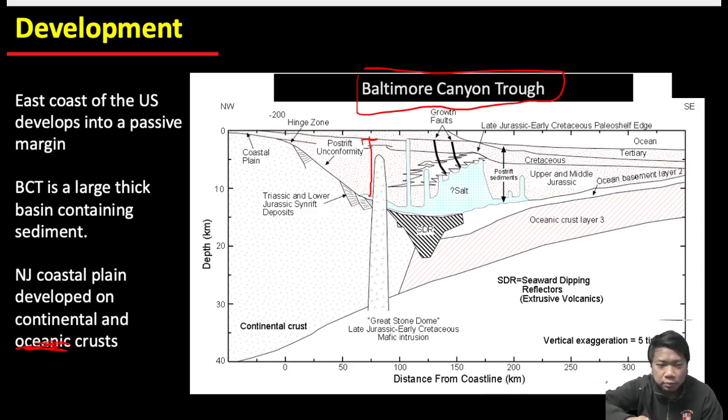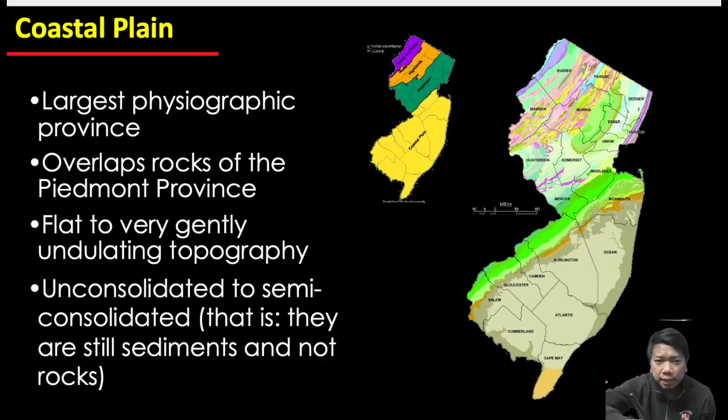But the Baltimore Canyon Trough developed, some part of it developed in the oceanic crust. All right, so the coastal plain is actually the largest physiographic province in New Jersey, and the rocks in the coastal plain overlap with the rocks in the Piedmont, especially in this region right here. And it consists mostly of unconsolidated to semi-consolidated rocks.